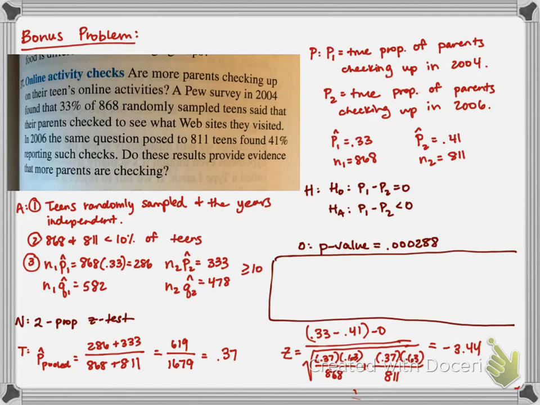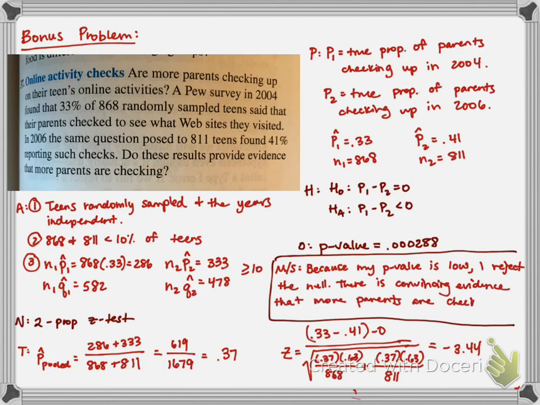Underneath that, you're going to see a p-value that says 2.88 e negative 4, so again, move that decimal place over to the left 4 times. And that is a teeny tiny p-value, which means you can reject that null hypothesis right on out of here. That is super rare. And so because your p-value is small, we're going to reject the null hypothesis, which means I have evidence of my alternative, which means there is convincing evidence that more parents are checking as time goes on their children's online activities.